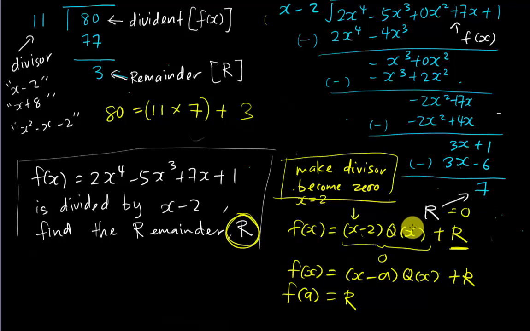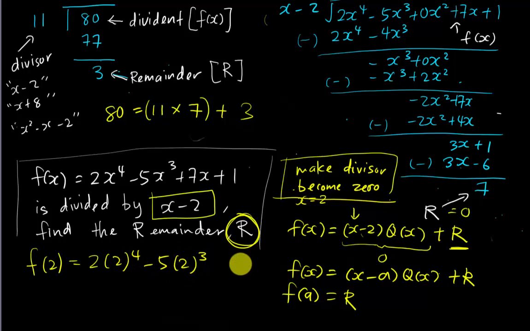Okay, so anyway, we come back to this case. In order to solve this question without doing the long division, I want to find r, so I want to make the divisor become 0. So in order to make the divisor become 0, you know you have to substitute 2 into x, correct or not? Because 2 minus 2 you get 0. So I can easily find the remainder by substituting 2 into my f(x). So what happens is 2 multiplied by 2 to the power of 4, minus 5 times 2 to the power of 3, plus 7 times 2, plus 1.